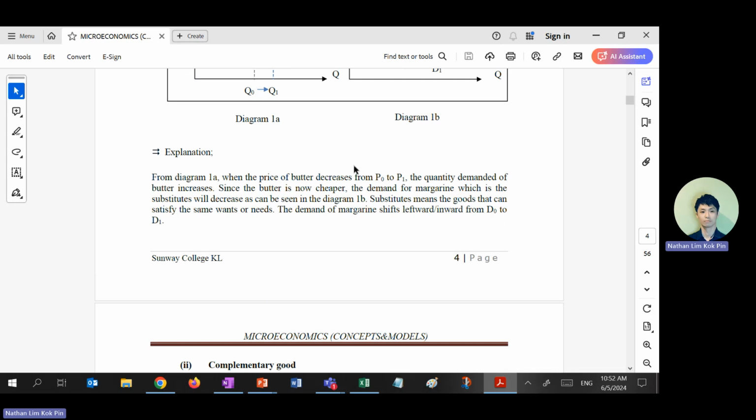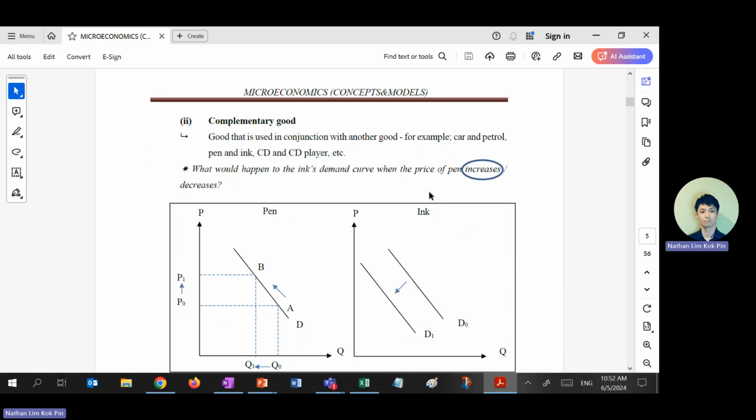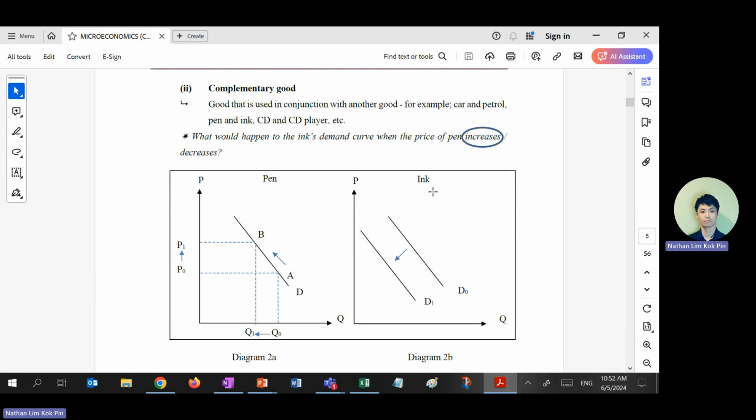Second thing is the complements. I asked you to draw price of brand increase, fully correct, right? Same thing, normally I put the movement along the left, and the demand shift on the right. So the pen increase in price, I will not buy the pen. Why should I buy the ink?